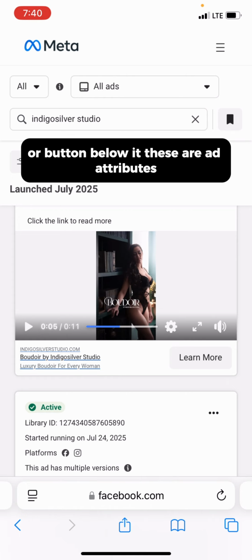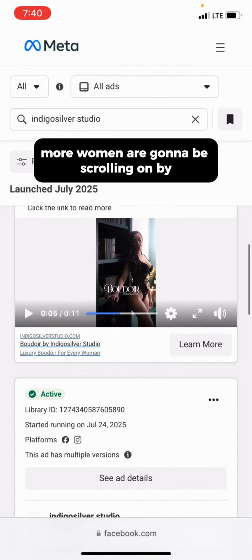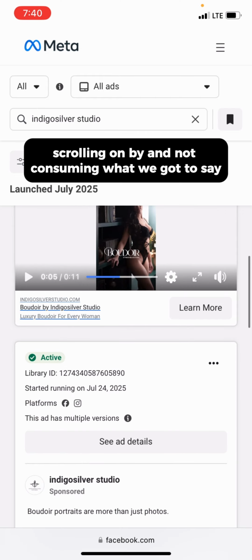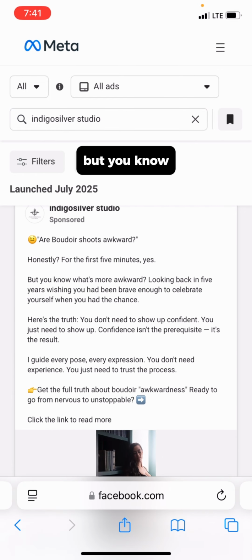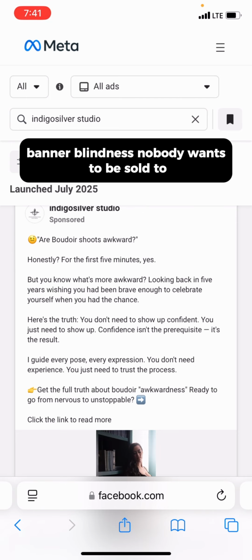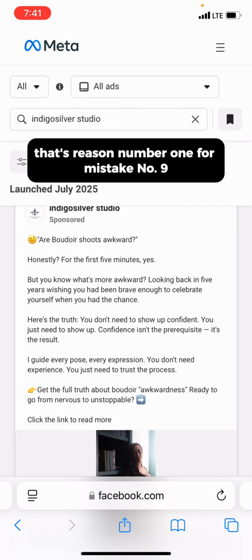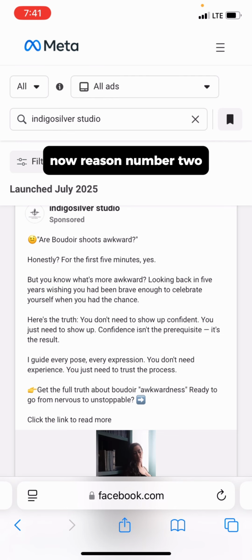These are ad attributes. So with the ad attributes, more women are going to be scrolling on by and not consuming what we got to say, even though they could be perfect for them. But everyone's got ad blindness, banner blindness. Nobody wants to be sold to. That's reason number 1 for mistake number 9. Now reason number 2.